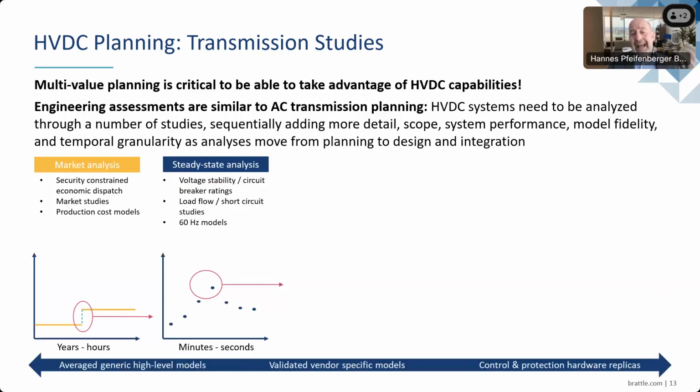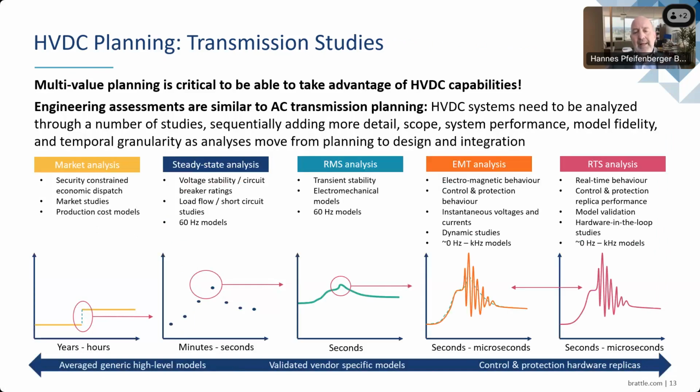From a planning perspective, from a reliability perspective and market efficiency perspective, there's no real difference between planning for HVDC and planning for regular AC lines. But of course, the technology has its own capabilities. So as we get deeper into it, transient stability, electromagnetic behavior, real-time behavior, there's a lot of testing and specifying and interconnection studies that need to be done.